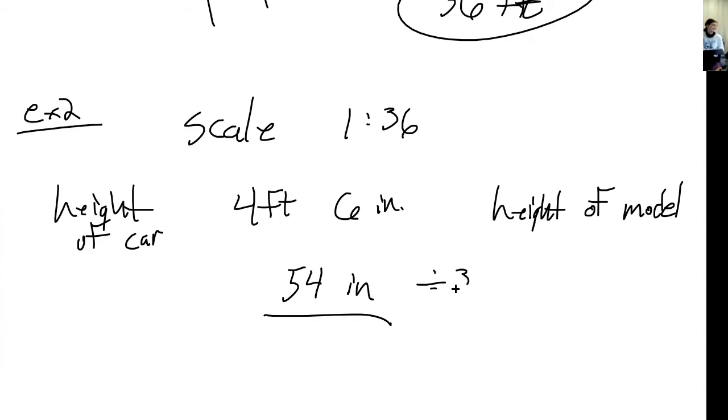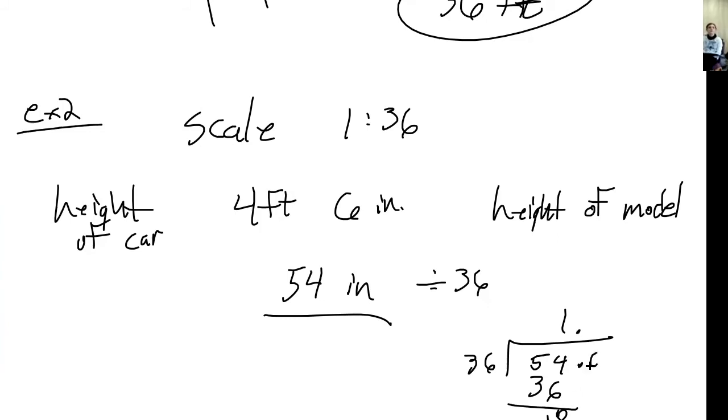All right, divide. No, you divide. So let's see here. That goes in, and then I'm gonna just add a decimal and a 0. 36 goes in 54 one and a half times. So 1.5, and this is inches, right? So 1.5 inches.